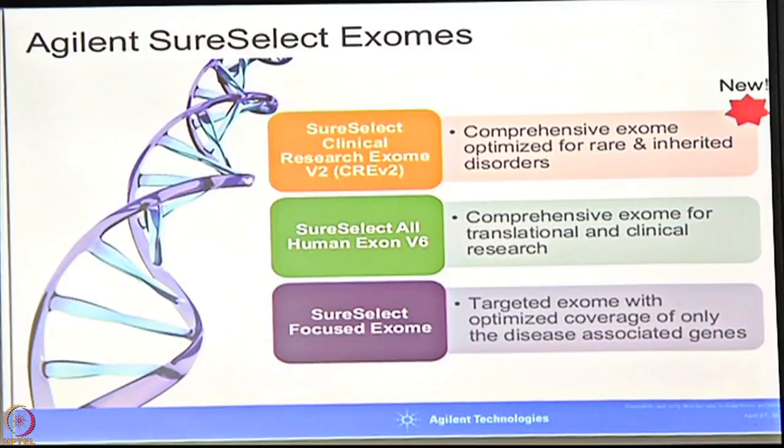Most of the rare disease now is studied with the panel called the clinical research exome panel. This exome panel contains all the exome regions and also regions of the intronic parts which are associated with inherited disorders. We have the latest exome panel, V7. This one is mentioned as V6, but we now have V7, which covers all the translational and clinical research panel. It covers the whole exome. We also have a very small panel, the focused exome, which covers the disease-associated regions. But most of the rare disease work I talked about before is done with the clinical research panel.